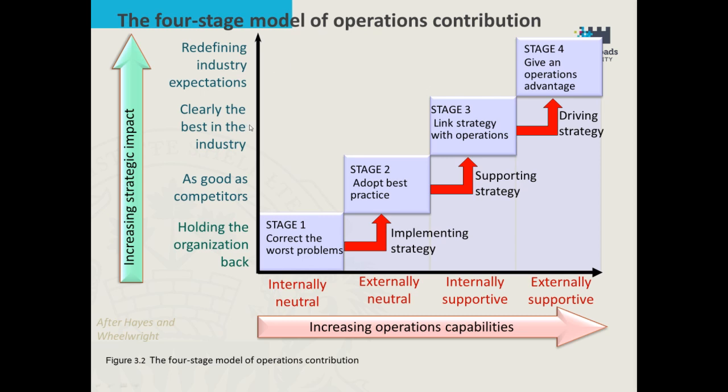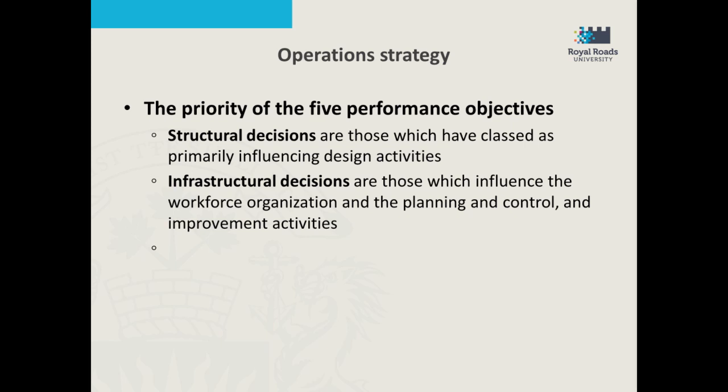But if the operation is the best in the industry, this operation is capable even of supporting business strategy, or of moving to change business strategy. If the operation is unique in the way it redefines industry expectation, here we can say this operation is driving business strategy, which is externally supportive. This is an important model, and there is a question about it in the discussion this week.